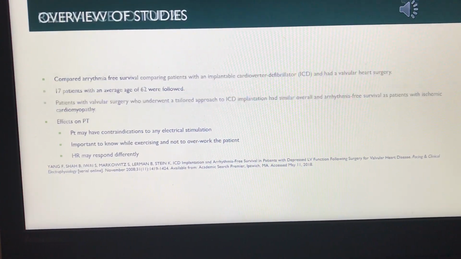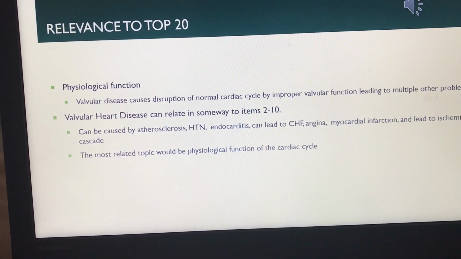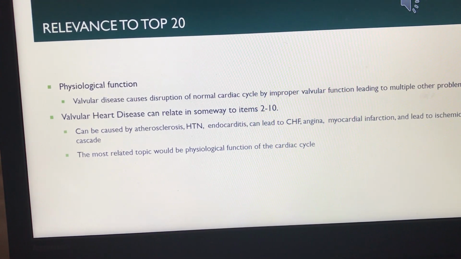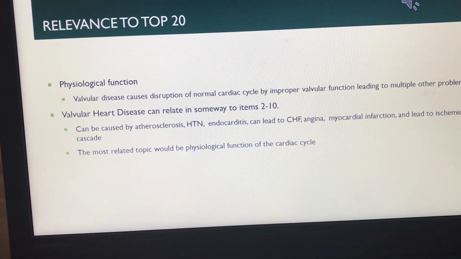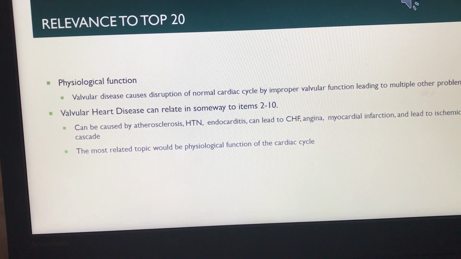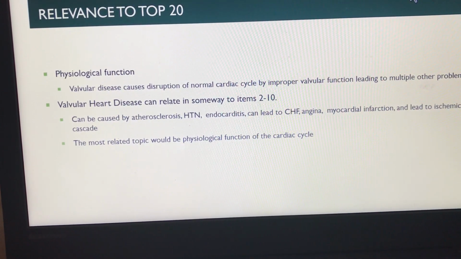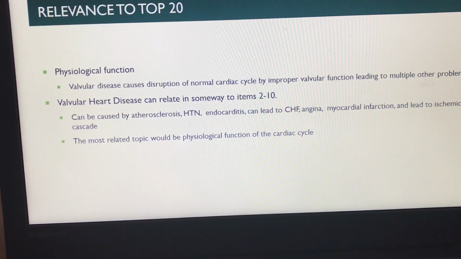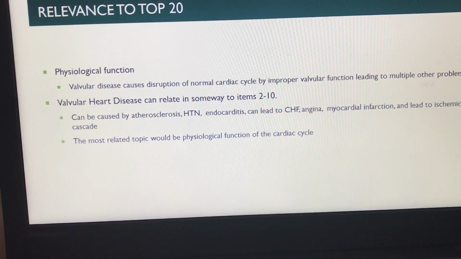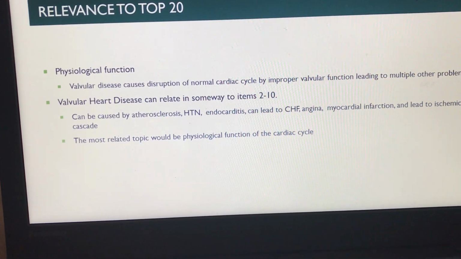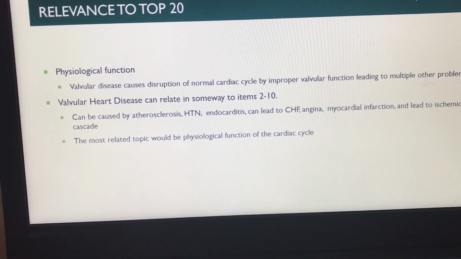Lastly, valvular heart disease is more related to topic number 2, the physiological function, because it specifically affects the valves within the heart, which affect the pumping of it. But it can be seen to correlate to items 3 through 10 as well, as valvular heart disease can also be caused by atherosclerosis, hypertension, and endocarditis, and can lead to chronic heart failure, angina, myocardial infarction, and lead to ischemic cascade through decreased oxygen supply. Once again, the most related topic would be the physiological function of the cardiac cycle.